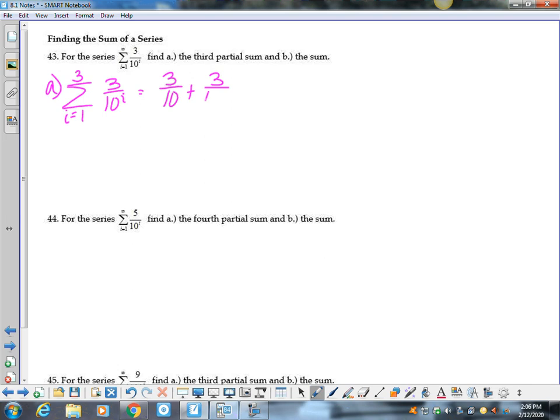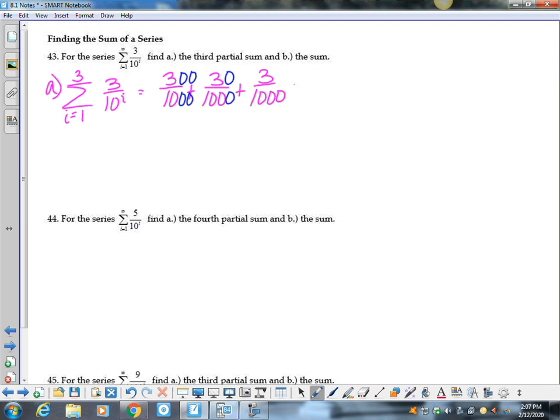If I plug a 2 in, that would be 100. And if I plug a 3 in, 10 to the third would be 1,000. Now, before you just go straight decimal, think about what a common denominator would take. Well, my common denominator would be 1,000. So this one would need to be multiplied by 10, and this one would need to be multiplied by 100. You see how easy that is?